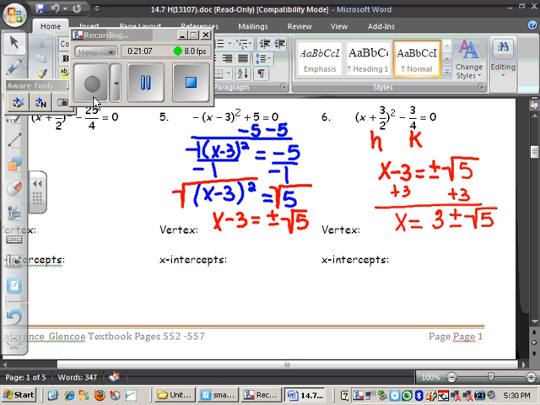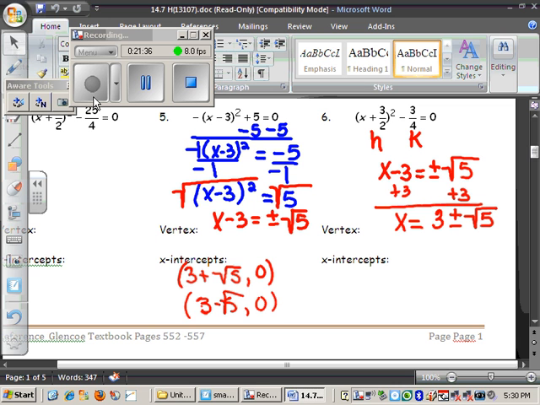I do have two different x-intercepts. The first one would be 3 plus square root of 5, and of course my y is 0, so that's my ordered pair. And my other one is 3 minus the square root of 5, 0, my y is 0. And those are my two x-intercepts.